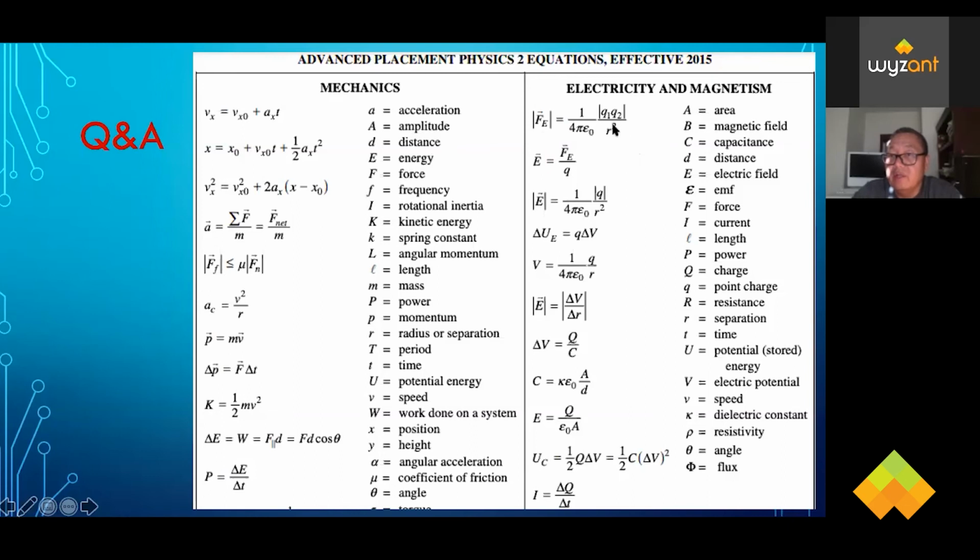What is the meaning of each variable here? What is their unit? Okay, when you can use this formula to calculate the problems, okay? You need to do that.